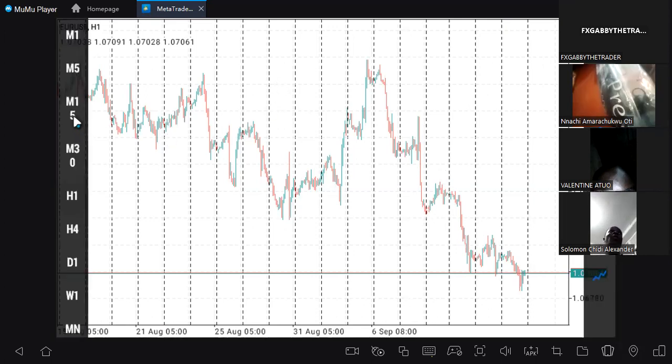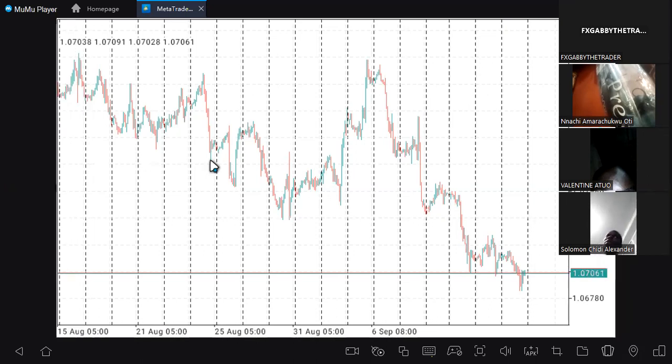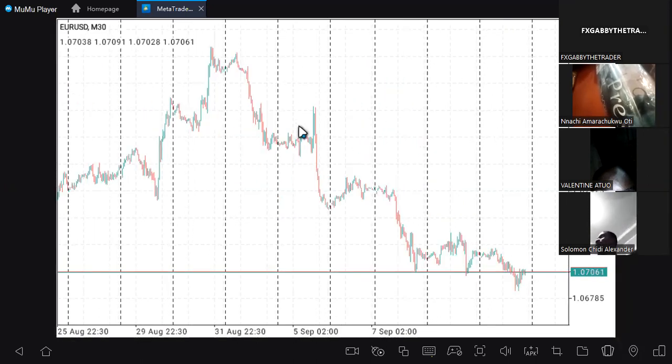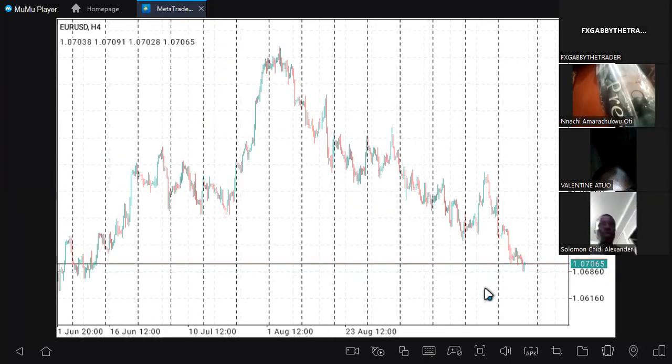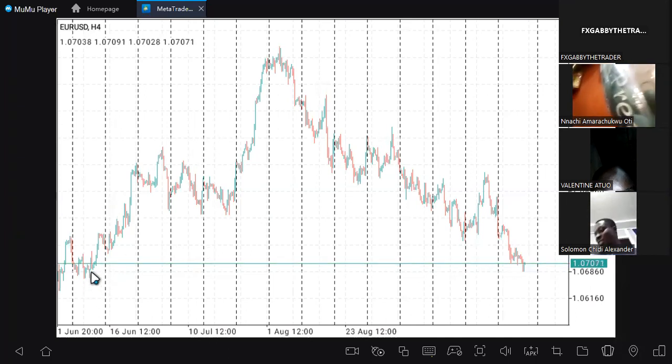So lower time frames will enable you to pick setups on time. Bigger time frames will enable you to pick setups at low time. You have more time of waiting, but it is more accurate. You have more high probability when you are using the higher time frames compared to the smaller time frames.